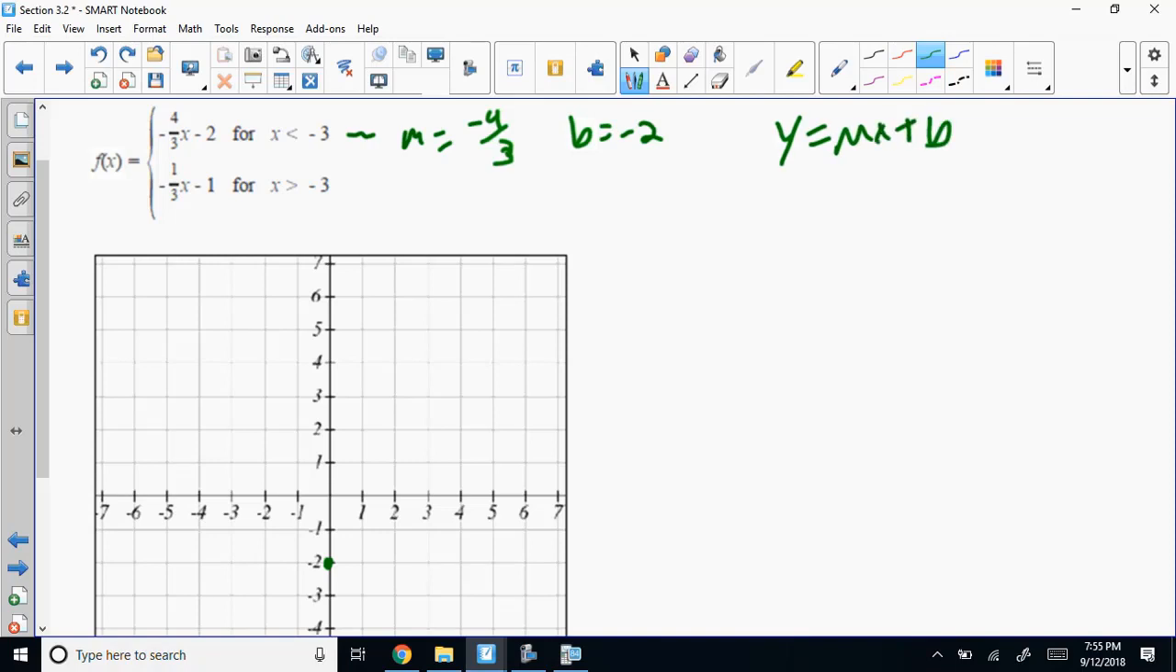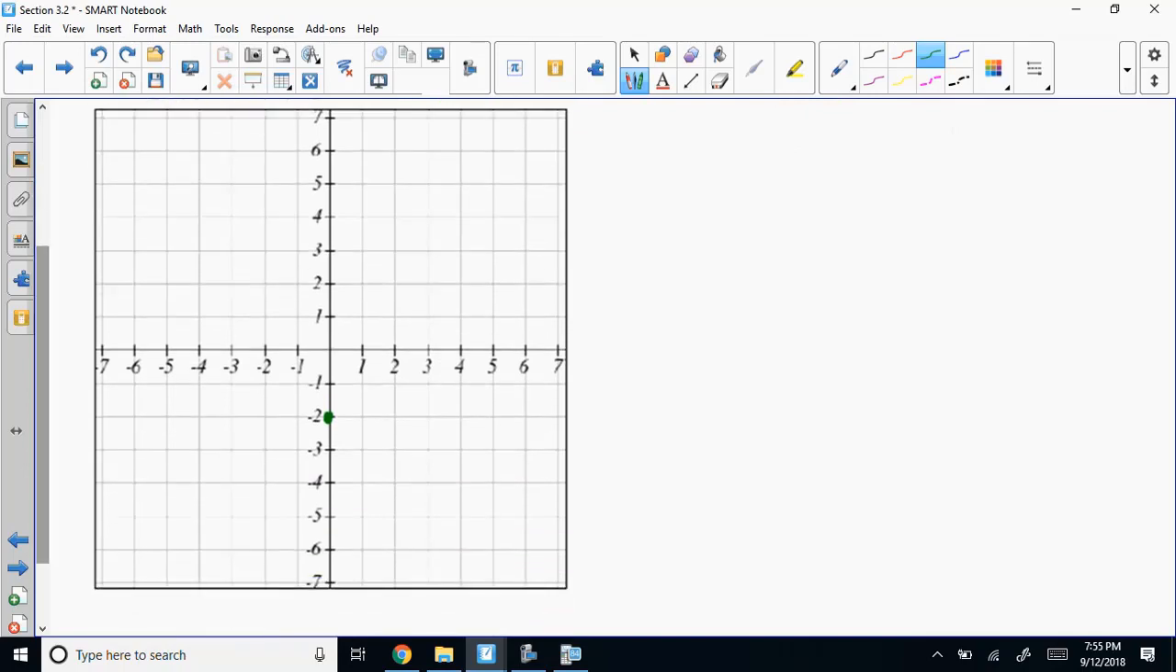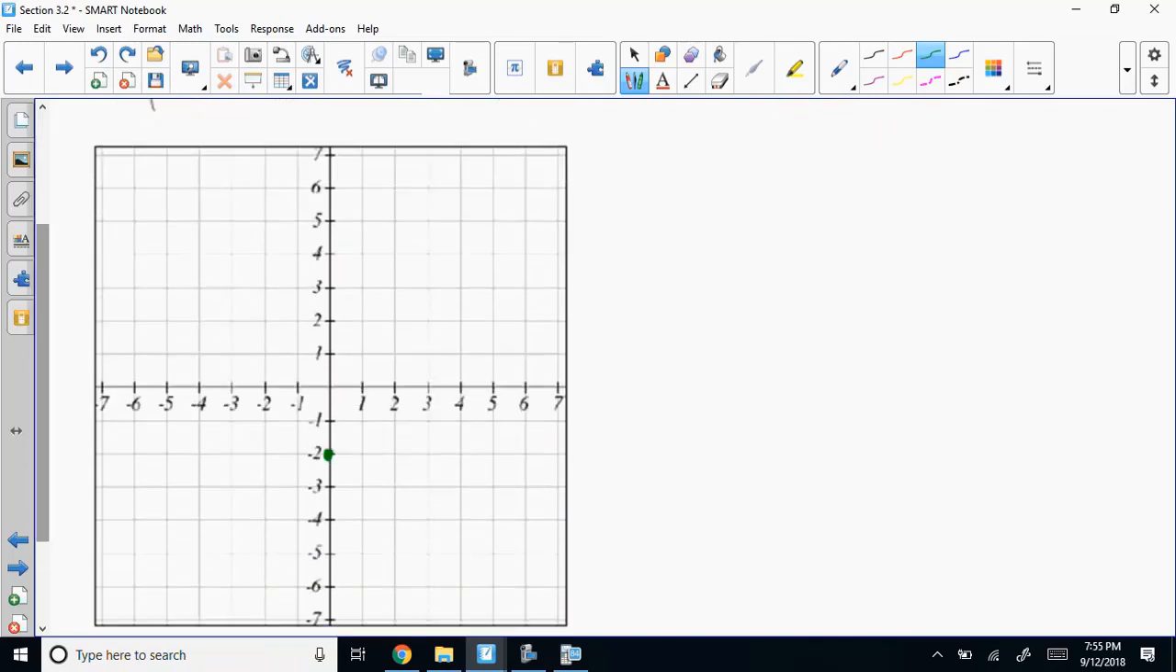It's negative, so I'm going to go down. It's negative 4/3, so I'm going to go down 4, 1, 2, 3, 4, and over 3. Negatives go down and to the right. Positives go up and to the right. If you go right, you'll never go wrong. Fair enough? Negatives go down and to the right. Positives go up and to the right.